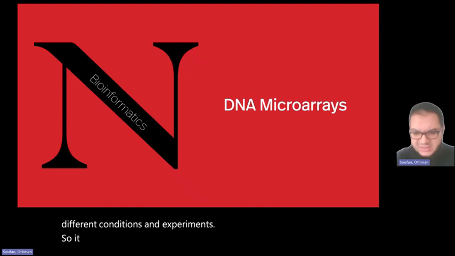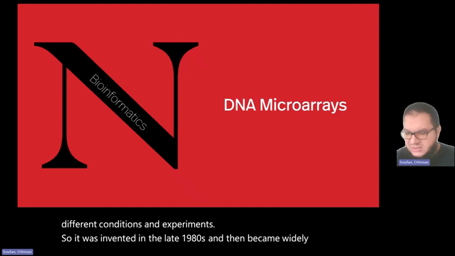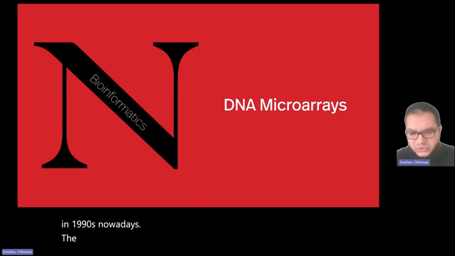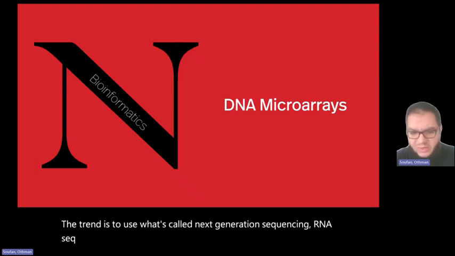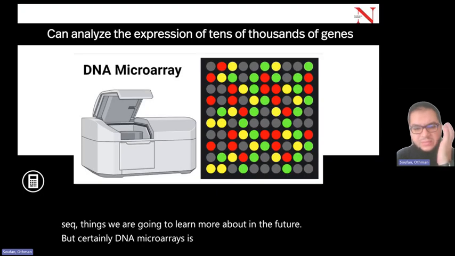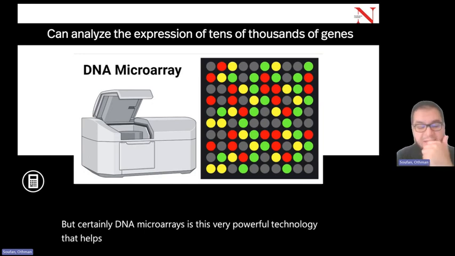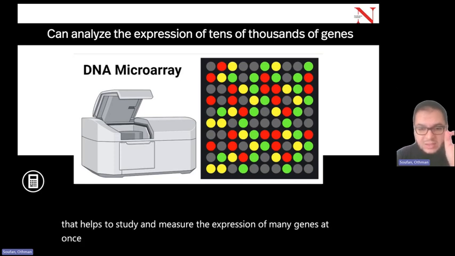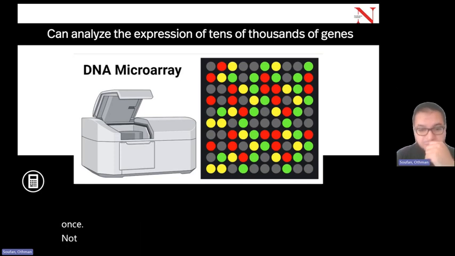It was invented in the late 1980s and then became widely used in the 1990s. Nowadays, the trend is to use what's called next generation sequencing, RNA-seq, things we're going to learn more about in the future. But certainly DNA microarrays is a very powerful technology that helps to study and measure the expression of many genes at once. Not few genes, many genes.